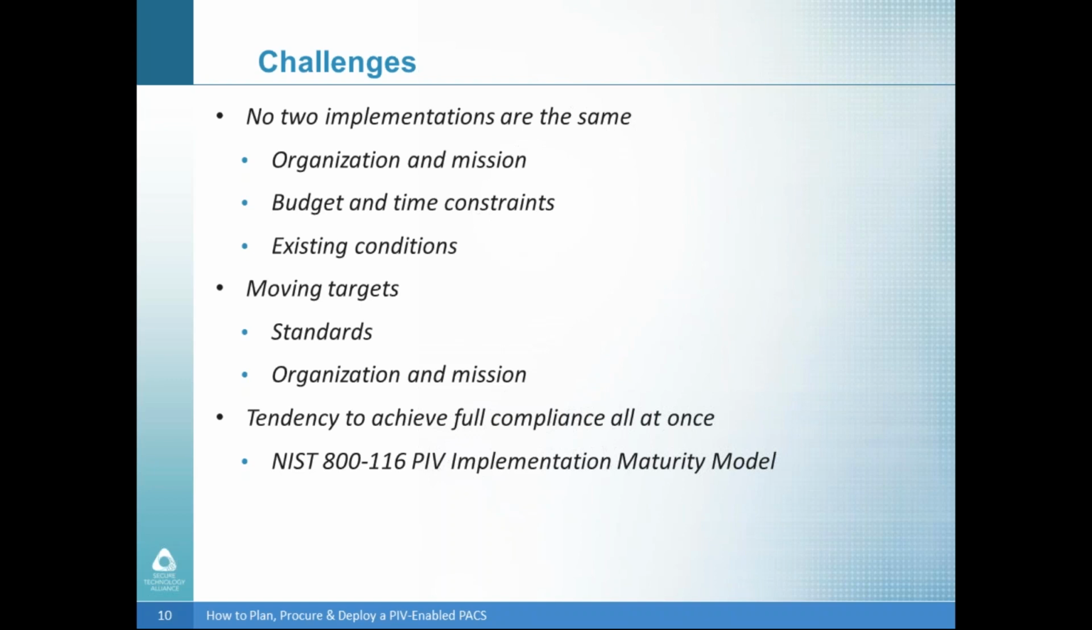The first two challenges lead us right into the third one. That's the tendency to try and achieve compliance all at once. Trying to do that makes the task too large, too inflexible to respond to the constraints and the continual changes I just mentioned. NIST Special Publication 800-116 was the first document to recognize this with the PIV implementation maturity model. At the time, it was only a recommendation, and it may not have been a perfect fit for every situation, but it still made a valid point.